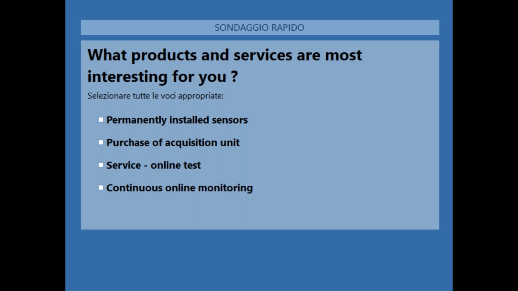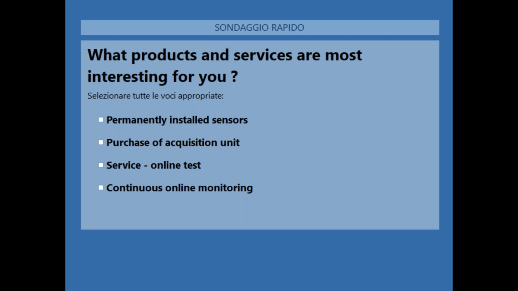You can either have permanently installed sensors, or you can have an acquisition unit, or you can have somebody from Techimp come and do the servicing for you, the measurements for you, or maybe you would like to have a continuous online monitoring system, which would give you a continuous report on the state of the insulation on your rotary machine. So I see that you're voting, more than 30% have voted. And as Lorenzo said, after this, we will read some questions, and then hopefully we will have satisfying answers to those questions.